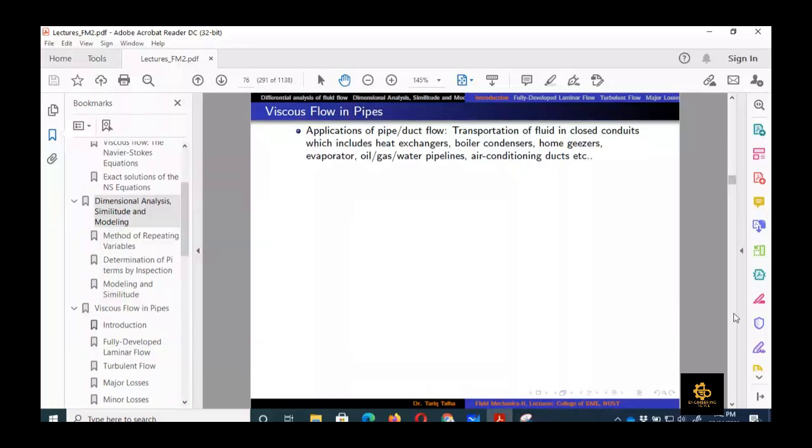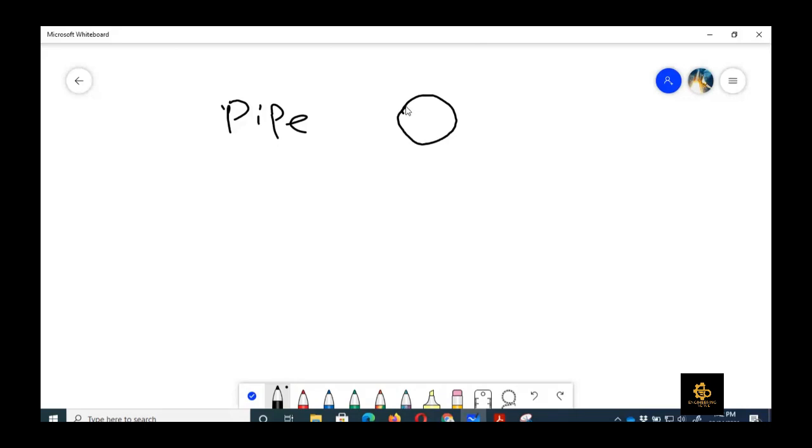Geometrically, internal flows have two types. One is pipe. In pipe flow, we have a circular cross-section, right? And the second one is duct. A duct is something with a square or rectangular cross-section. So we were talking about pipe and duct. Usually pipes are used when the inside pressure of the fluid is very different from the outside pressure.